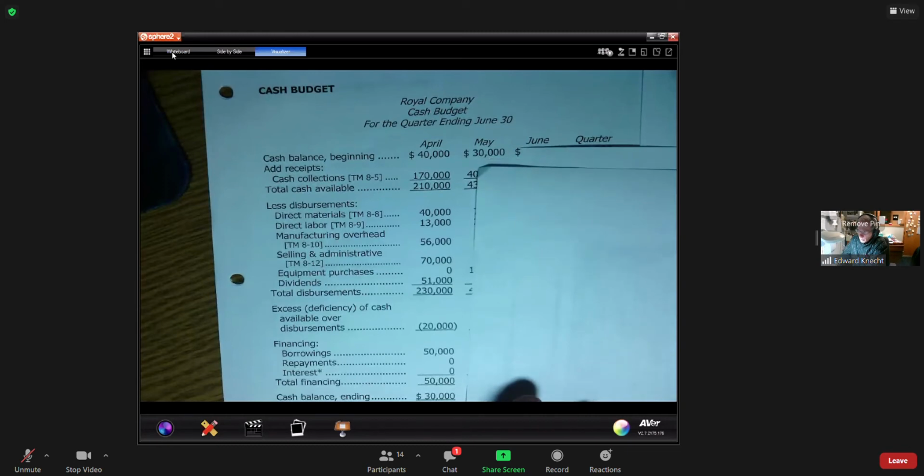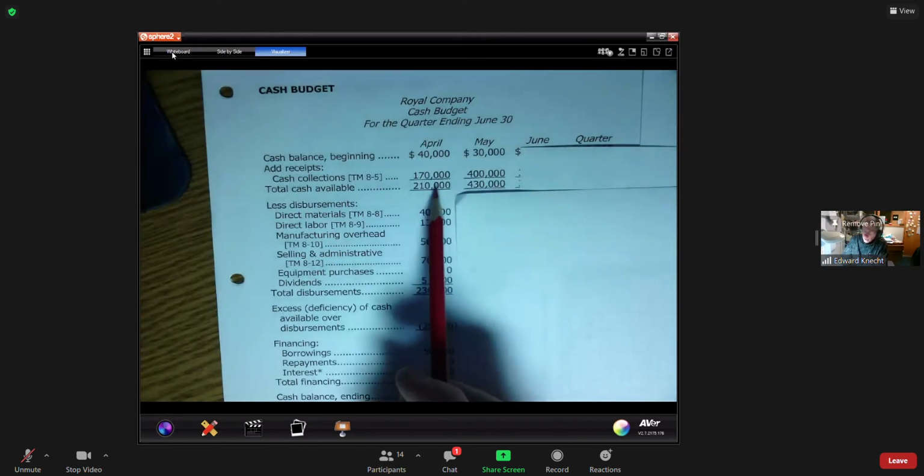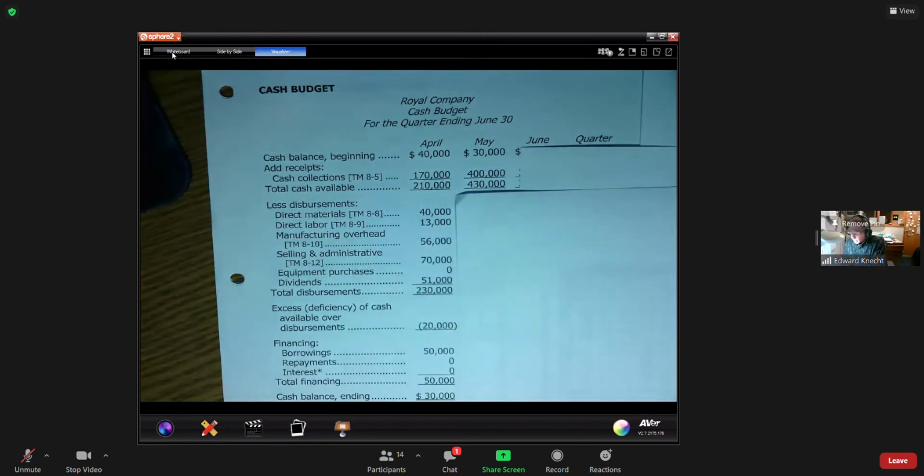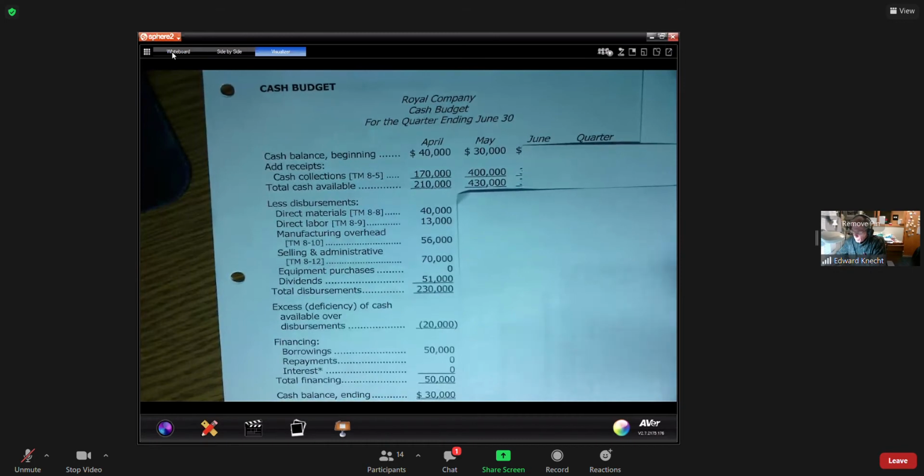What's going to happen? Well, we have cash collections coming in of 400,000. That was from one of our other budgets, the schedule of cash collections. And then we add that, we get 430. We have more than twice as much cash coming in May. But don't we have some extra expenditures? Aren't we buying some equipment this month?